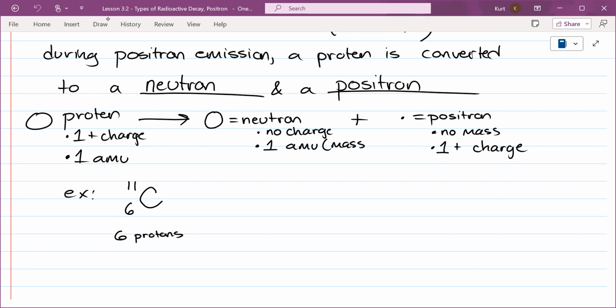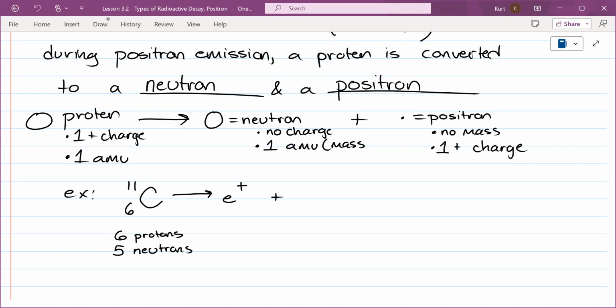How do you determine the number of neutrons? What is 11 minus 6? 5 neutrons. Is this a 1-to-1 ratio? No. So you need to fix that. So what I want to do is I want to add a positron. Or excuse me, I want to emit a positron is what I meant to say.